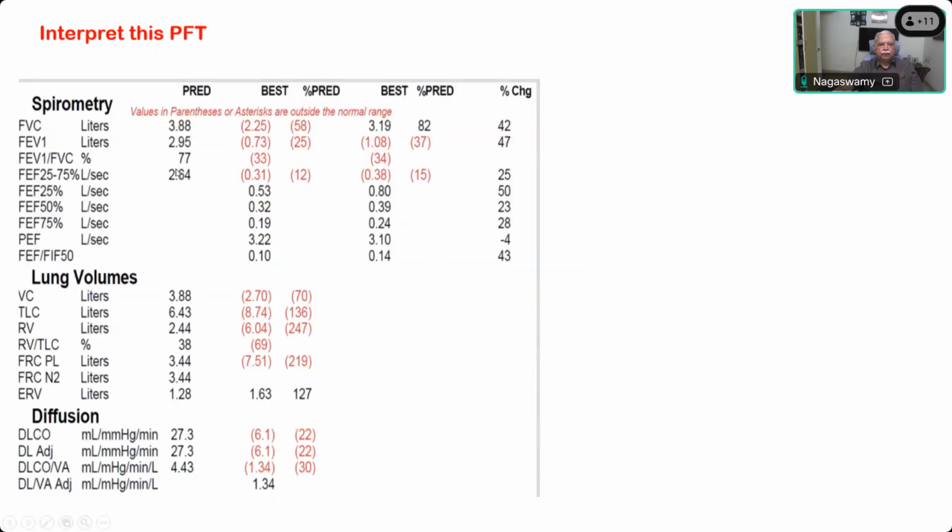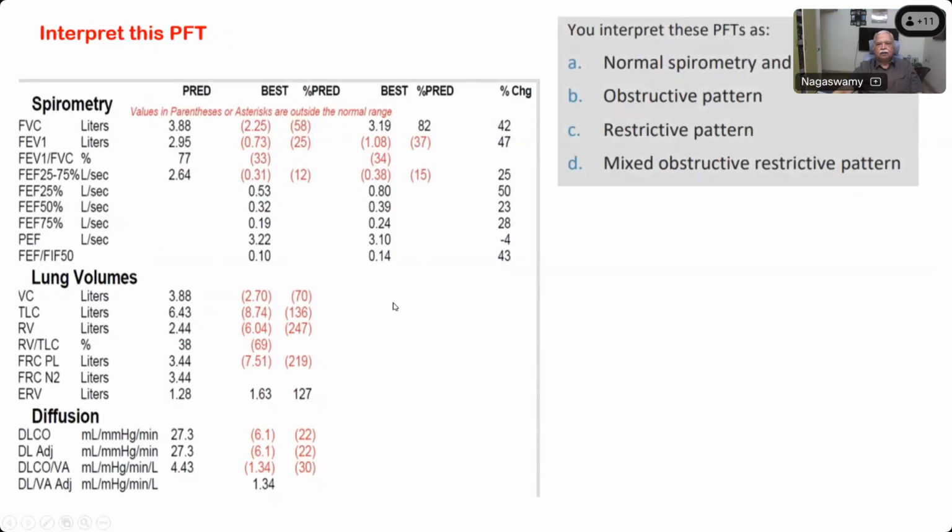The second one, we have an FVC which is again low, FEV1 again low, FEV1 to FVC ratio again low. TLC predicted is 6.43, but best is 8.74. That is, TLC is higher than the predicted value. What is your diagnosis? The options are the same: normal, obstructive, restrictive, mixed.